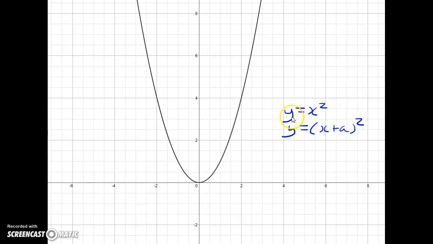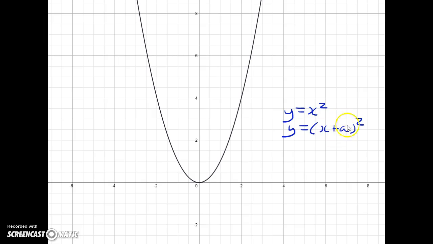Today we're going to look at shifting quadratic graphs. So we're going to start with our basic quadratic equation, y equals x squared, which gives us our u-shaped parabola, or our happy shaped parabola. And we're going to see what happens to that original graph when we apply this equation here.